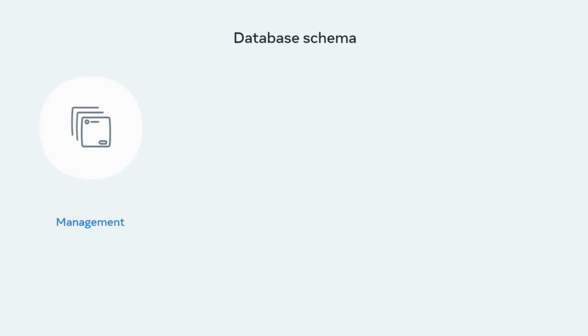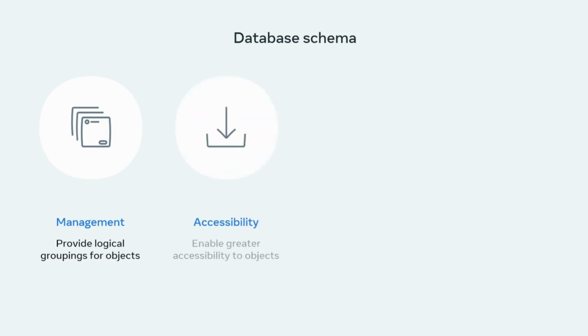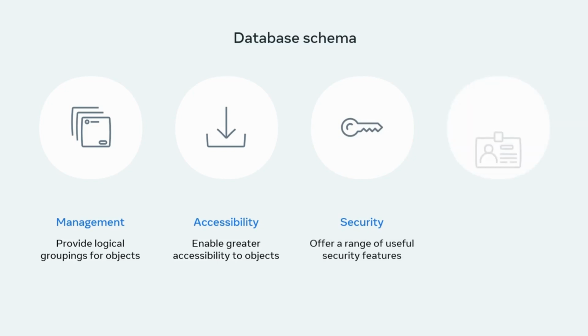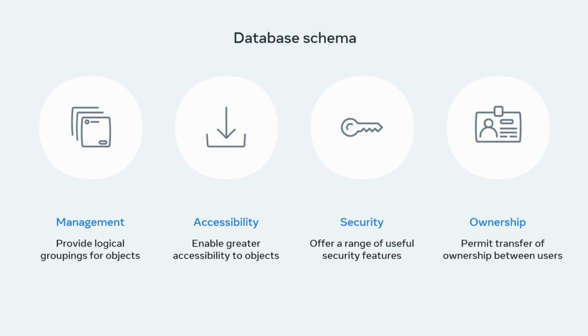So, now that you're familiar with what a database schema is, let's move on and explore the advantages of a database schema. Schemas provide logical groupings for database objects. They also make it easier to access and manipulate these database objects than other available methods. Schemas also provide greater database security. You can grant permission to separate and protect database objects based on user access rights. And finally, it's possible to transfer ownership of schemas and their objects between users and other schemas.